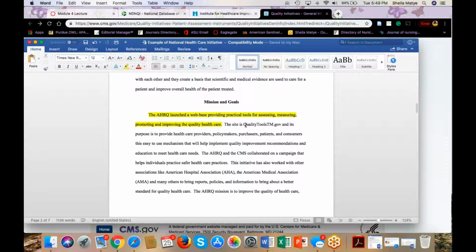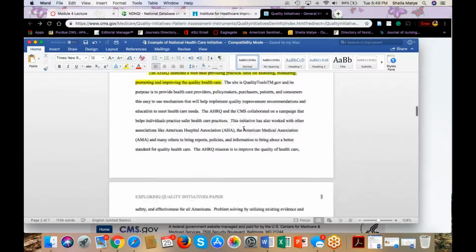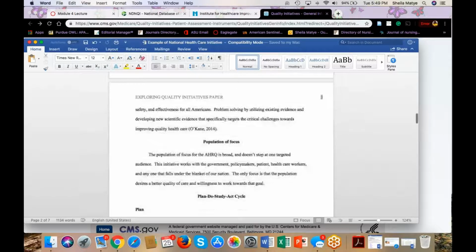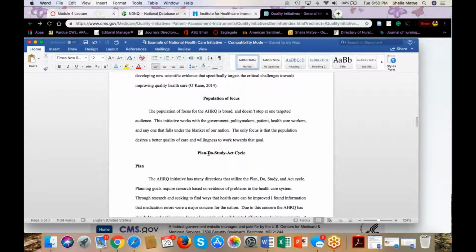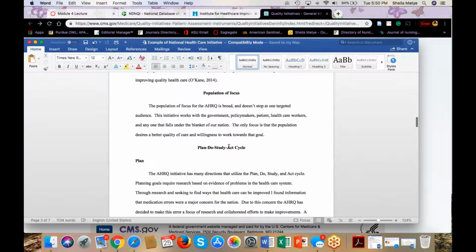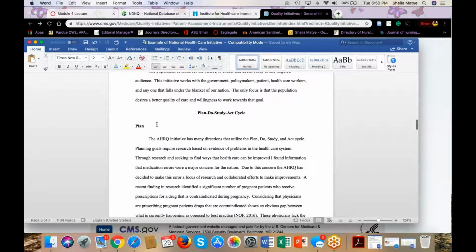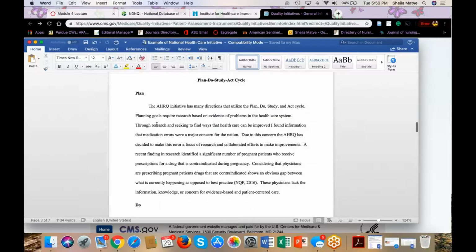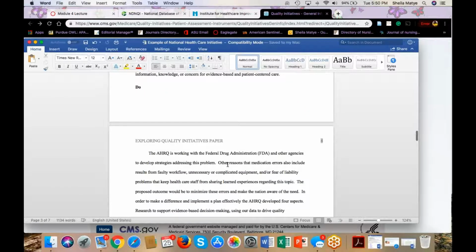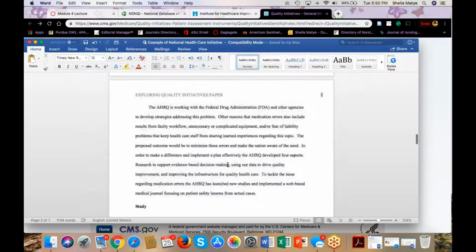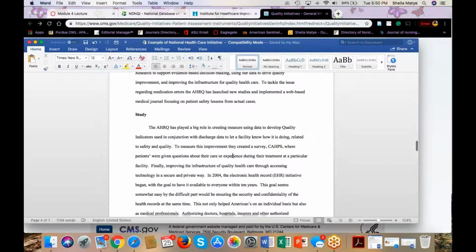Okay. Its purpose, its mission, population, broad, doesn't stop at one targeted audience, government, policymakers. This is great. And here again, they did the plan, do, study, act cycle, but then they did the level 2 heading under the plan over here. Project goals. Here's the do, working with the FDA. Here's their study.